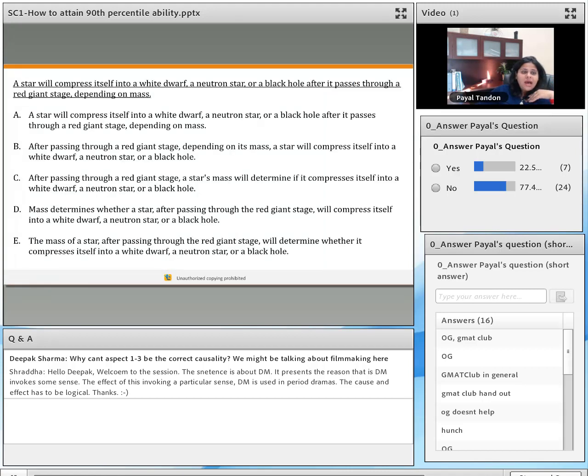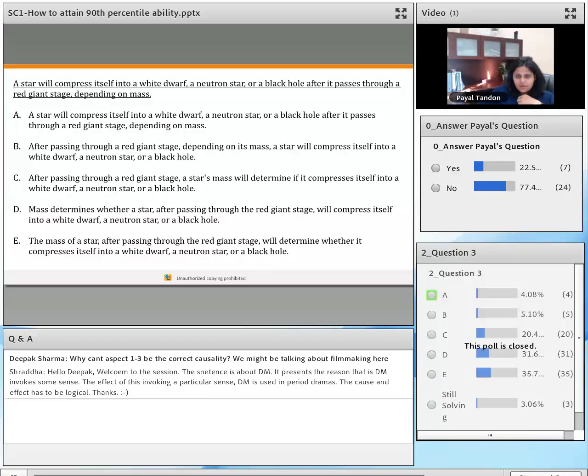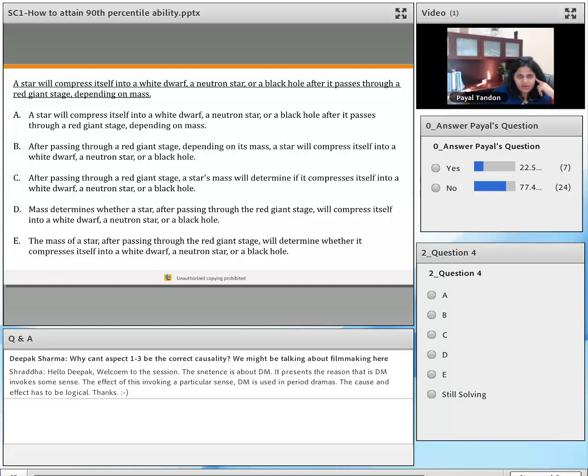This is the last question, also an official question. Let's solve this question and then we'll go into how is it that you should be learning the meaning-based approach. All right. You guys didn't see the answers. Okay. Keep on solving.